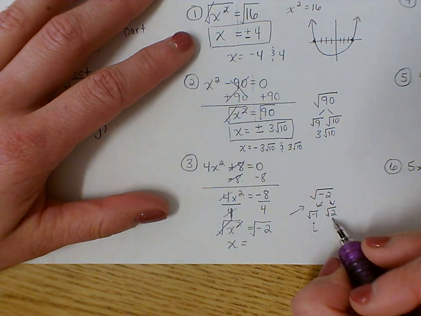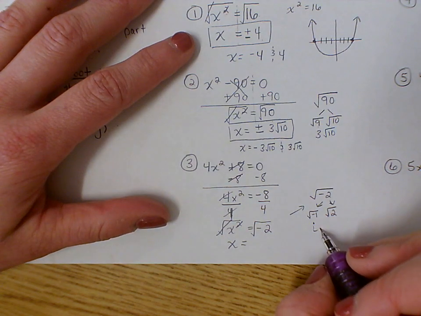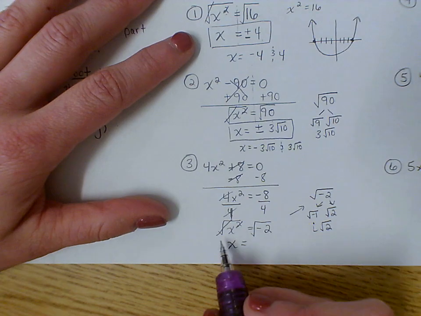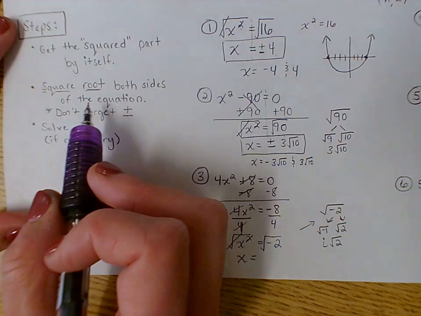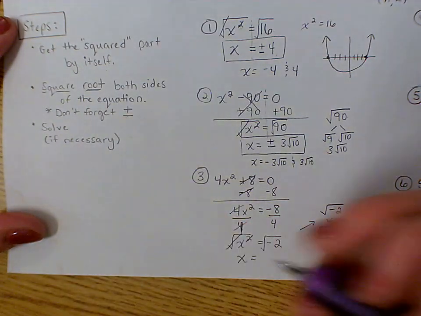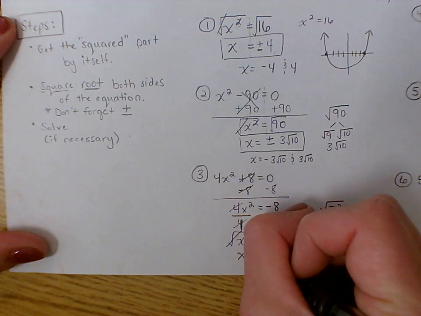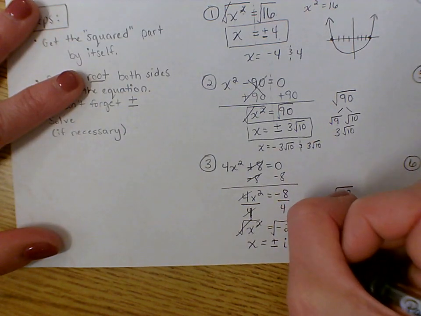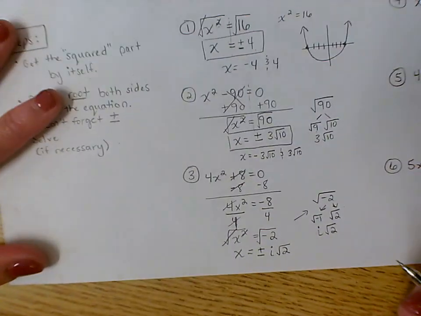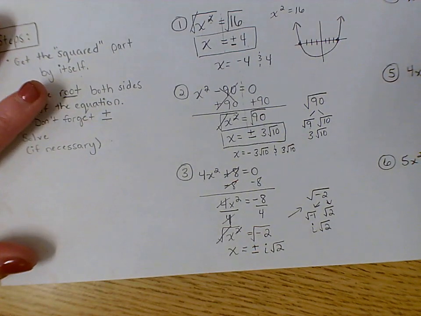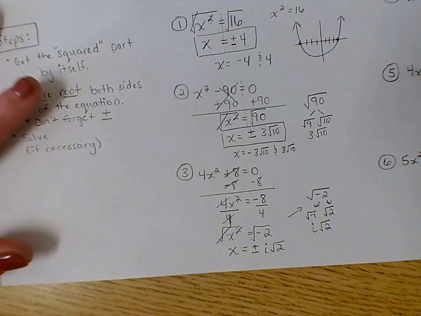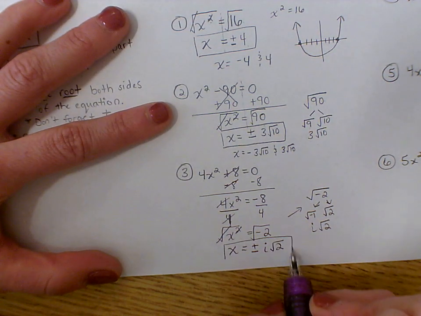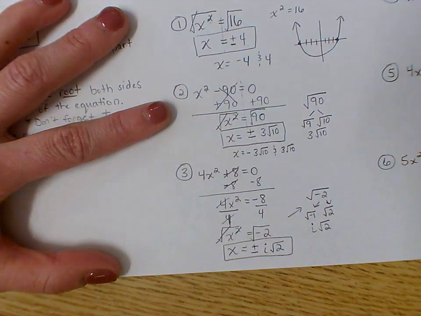Then you see, does that simplify? The square root of 2 will not simplify, so you just bring it down. The other thing you have to remember is when you take the square root of both sides, you have to put your plus or minus. So you've got plus or minus i square root of 2. That is as simple as that one will get. So there's that one.